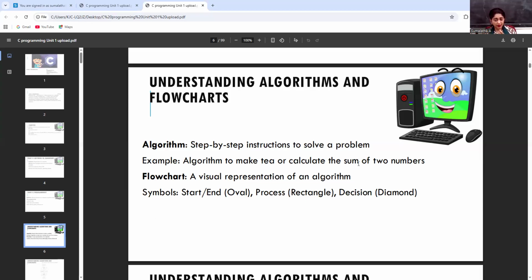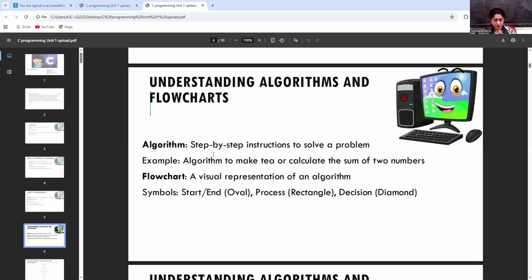And hence, before writing any program, it's important that we write an algorithm, clearly writing down the steps as to which should be the first one, which should be the second one, and so on. And after that comes the flowchart. That means whatever we have represented in the form of text, we need to represent in the form of a flowchart. Now, why do we need a chart? As you all know, a chart has a better visual representation when compared to plain text, right? And hence a flowchart is that important.